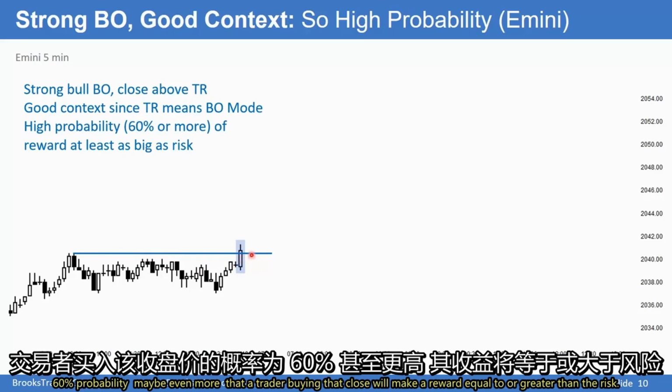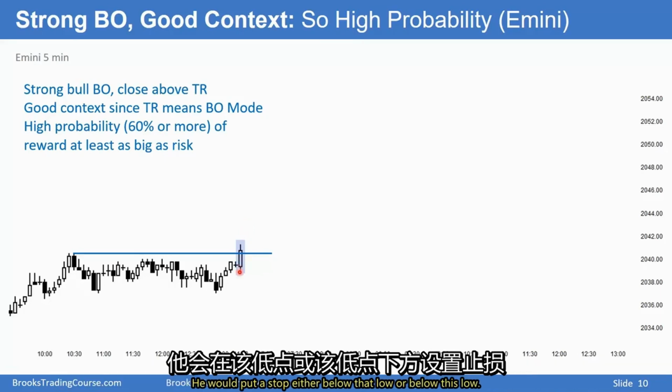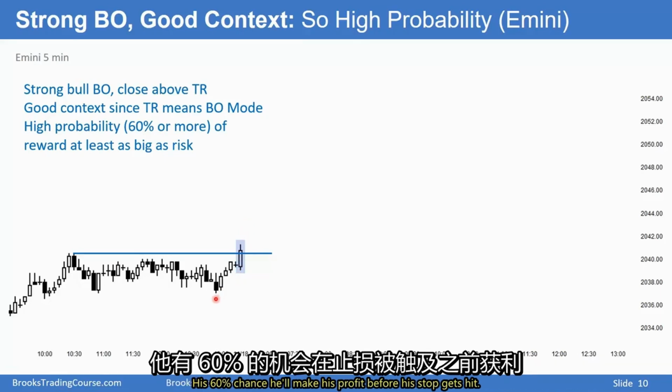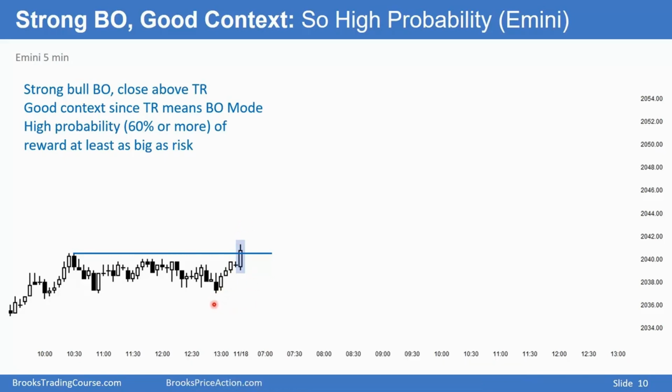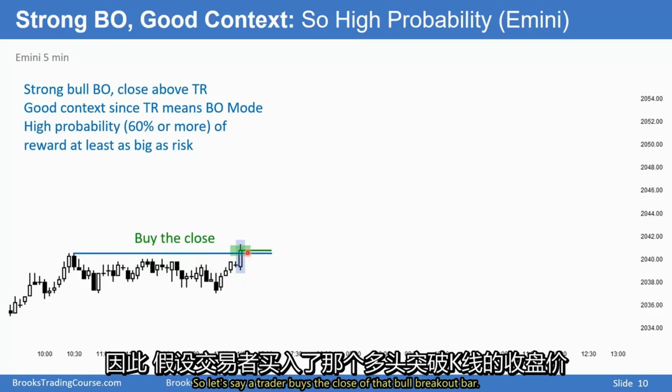60% probability, maybe even more, that a trader buying that close will make a reward equal to or greater than the risk. He would put a stop either below that low or below this low, and 60% chance he'll make his profit before his stop gets hit. So let's say a trader buys the close of that bull breakout bar.